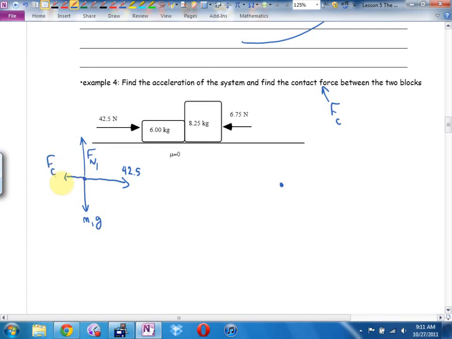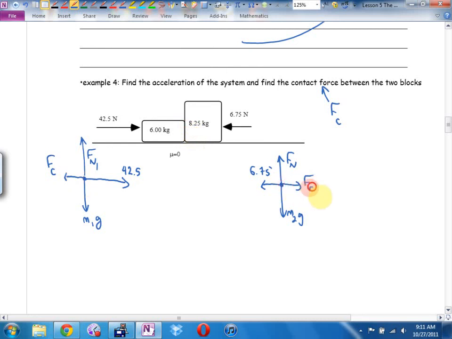What are the forces acting on the second mass? Get the obvious ones. Okay, M2G. I agree, normal force. I have a 6.75 going this way. Are these two surfaces pushing against each other right there? Say yes. Then that contact force must be the same as this contact force, but in the opposite direction.